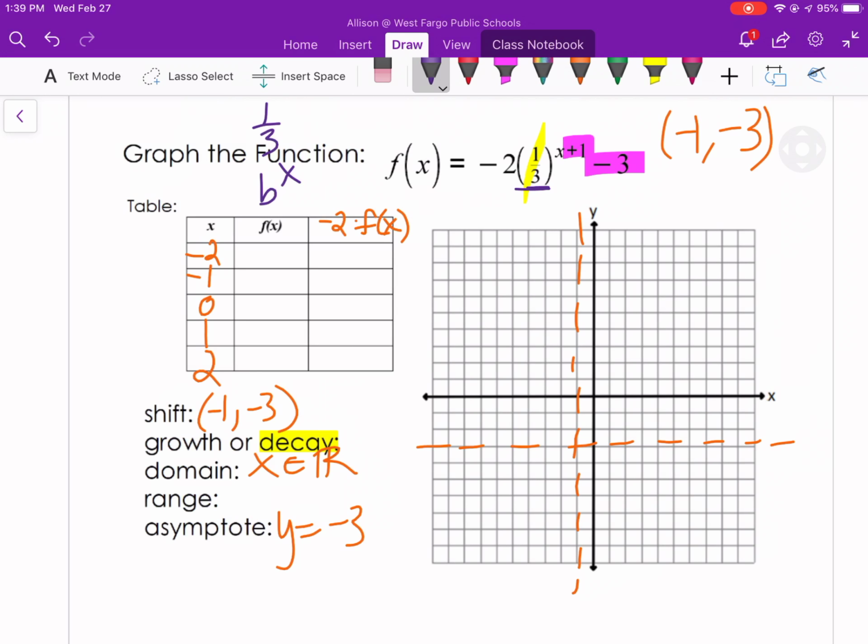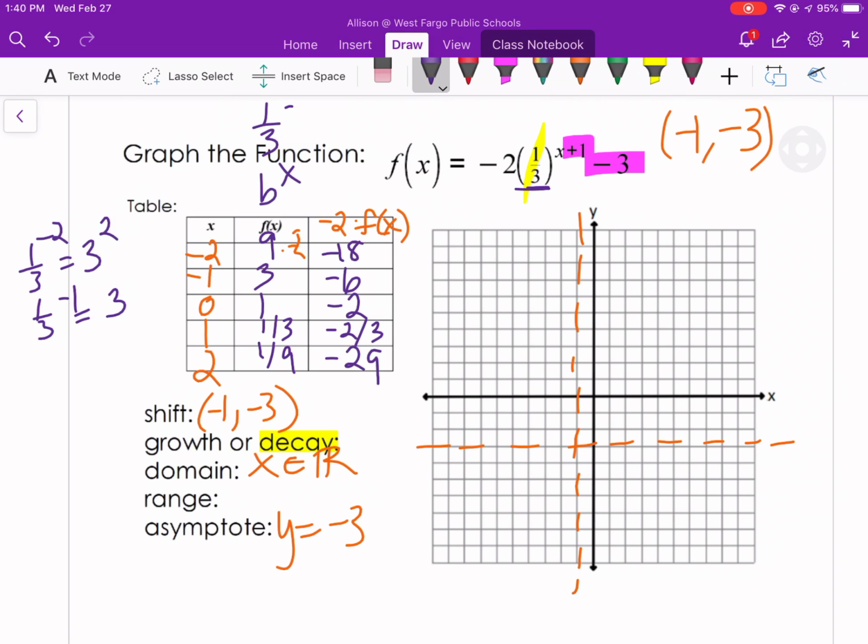So I'm going to use 1/3 again because that's my b. So I'm going to have 1/3 to the -2 power. Remember, that's going to reverse it, and it's going to be 3 to the second power, which is 9. 1/3 to the -1 will be 3. 1/3 to the 0 is 1. 1/3 to the 1 is 1/3. And 1/3 to the 2 is 1/9. Then I need to take everything in that middle column times -2, because that's my a value. So it'll be -18, -6, -2, -2/3, -2/9.